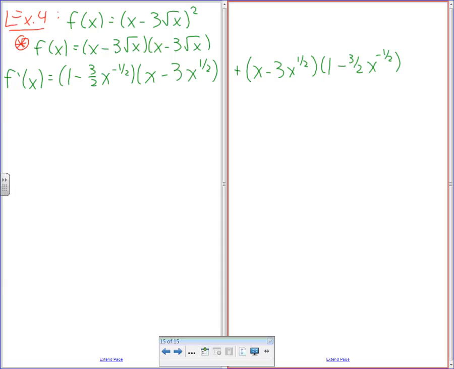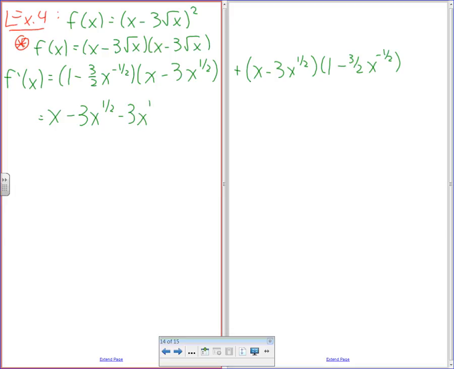Ral, go ahead. x minus 3x to the 1/2 minus 3 halves x to the half plus 9 halves, and that's in brackets with the 2. Awesome. Plus 3 halves, 9 halves, yeah. Those are the terms, and then this is plus the same thing, right? Yeah.